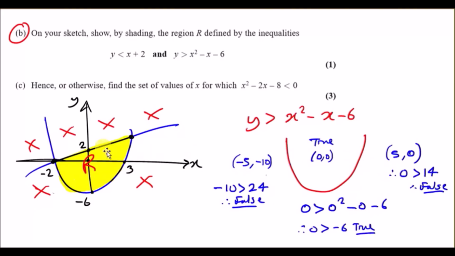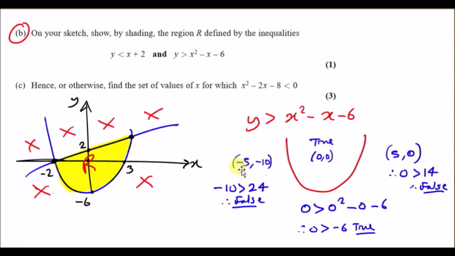For instance, I decided to try (0, 0) because it's in between the curve. Plugging (0, 0) into this quadratic inequality, I did over here, turns out you get 0 is bigger than minus 6, with x is 0 and y is 0. And that is true. Because it's true, that means this is going to be the true region, and therefore the outside must be false.